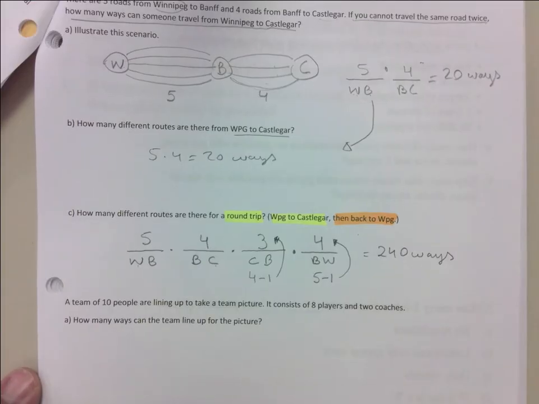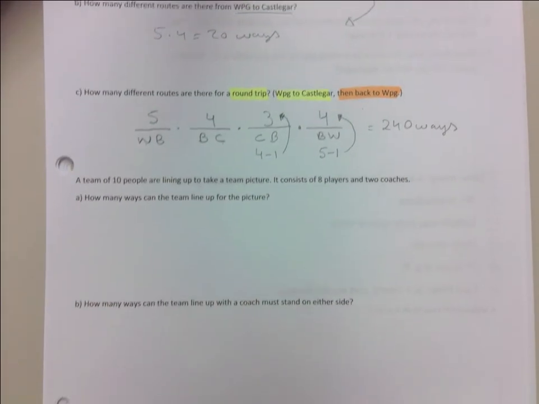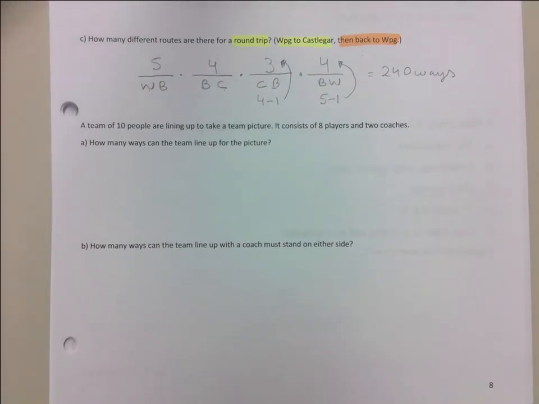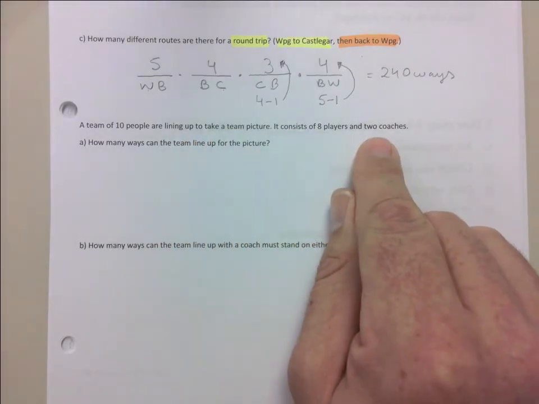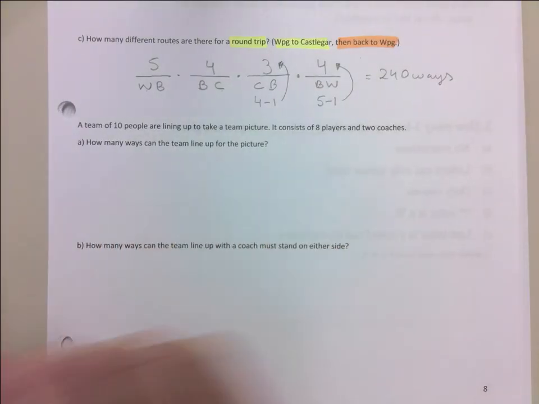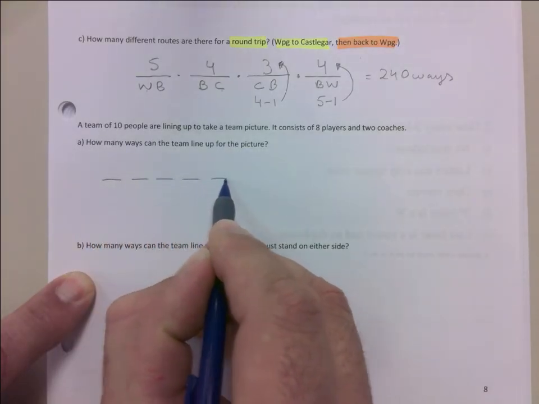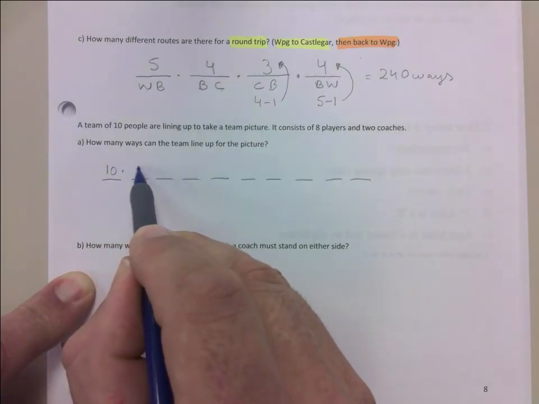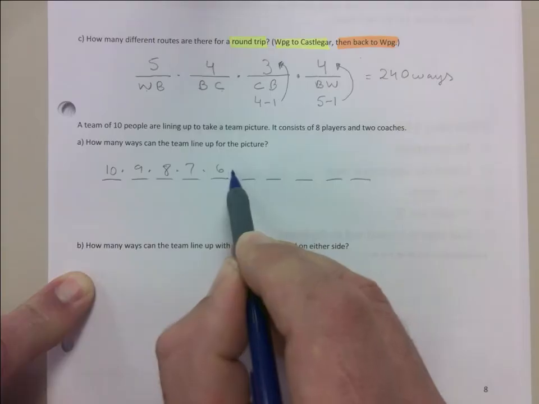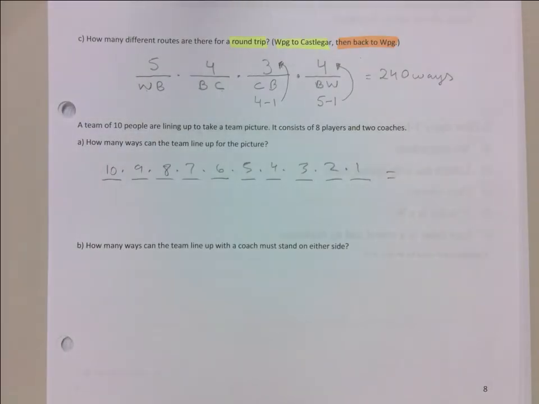And the picture. This is a classic as well. All of these are classics, and you're getting sick of classics, right? There's 10 people that are lining up to take a picture. Those 10 consist of 8 players and 2 coaches. How many ways can the team just line up for a picture? And so basically, there are 10 slots that you need to fill. So 1, 2, 3, 4, 5, 6, 7, 8, 9, 10. So if you have no restrictions, you're just going to go like this. I know it's very tedious. We're going to have a shortcut for that coming up.